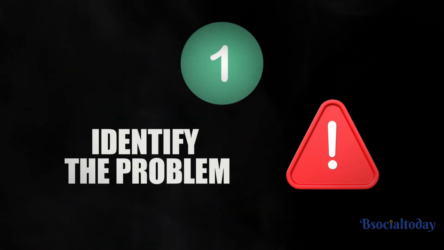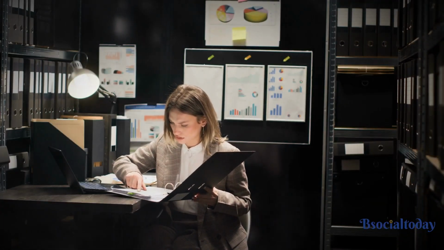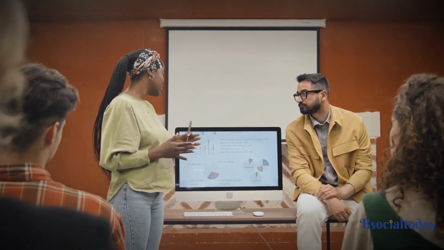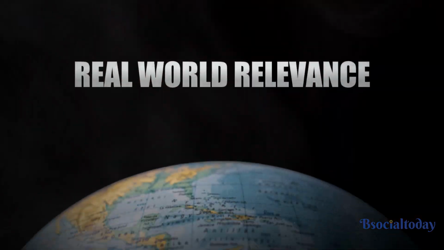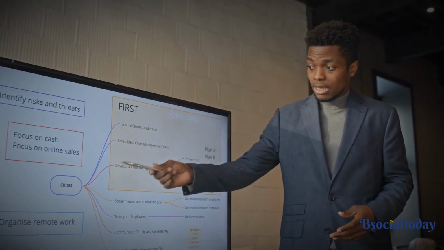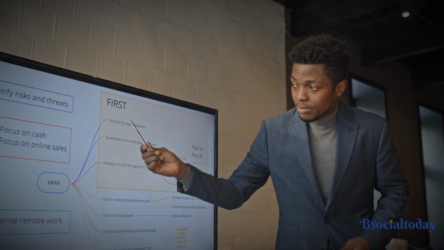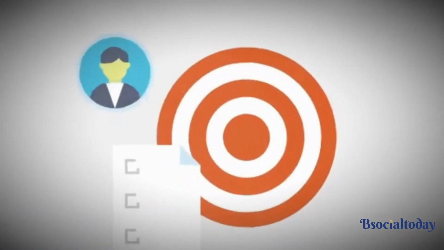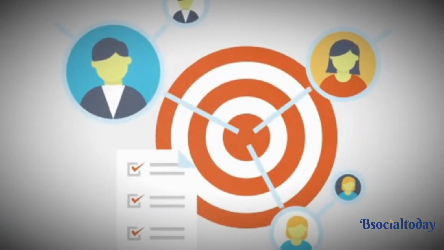1. Identify the problem. What's the pain point? Clearly state the problem your app solves. Explain why this issue matters and who is affected by it. Real-world relevance. Use relatable examples or statistics to make the problem more concrete. This helps your audience understand the significance of solving it.